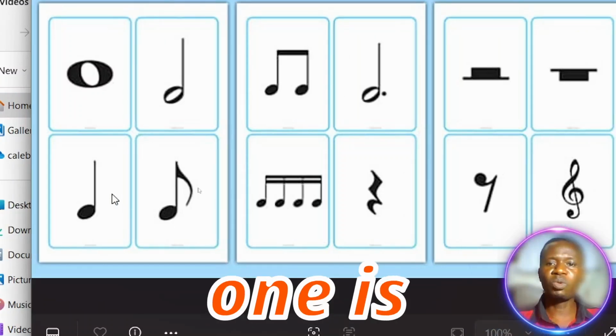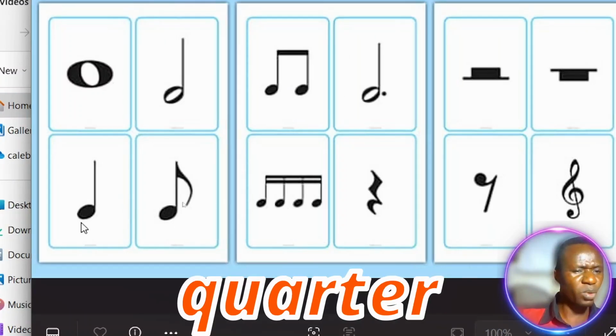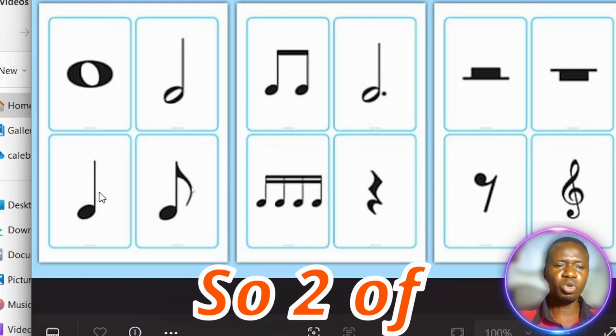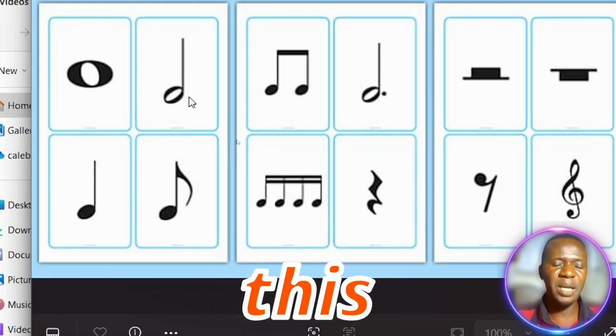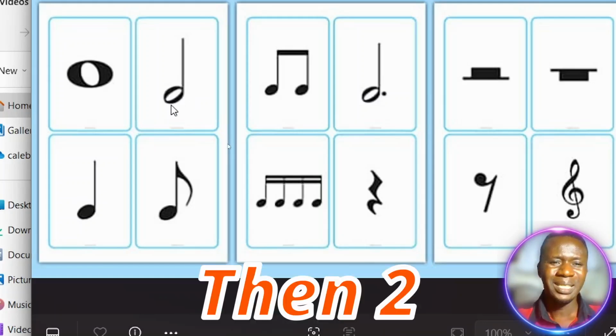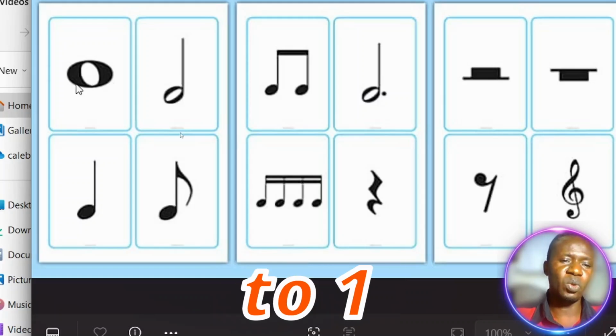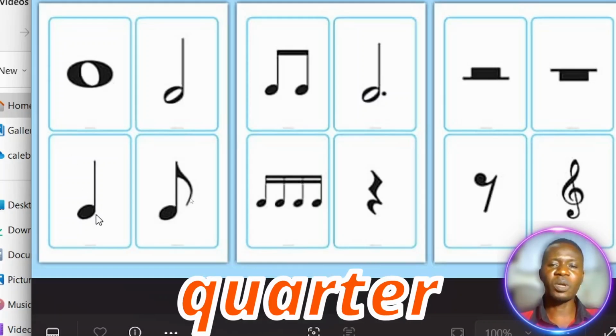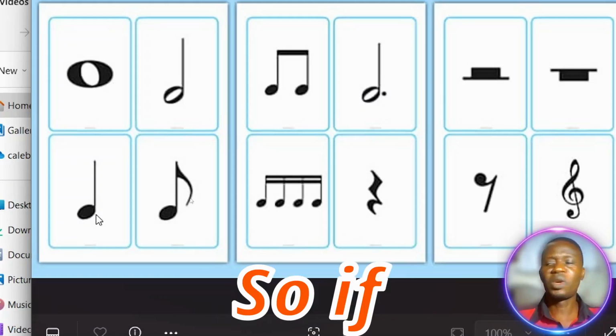Then the third one is the quarter beat. Two of these quarter beats make this one, which equals 1. Then two of these make this one, which equals 1. So this one is just a quarter beat.